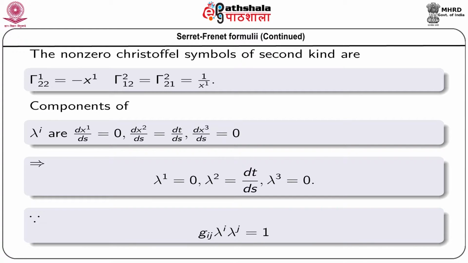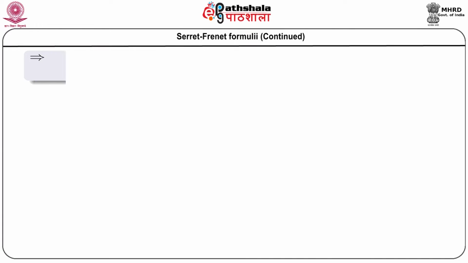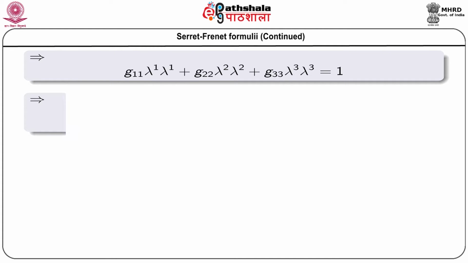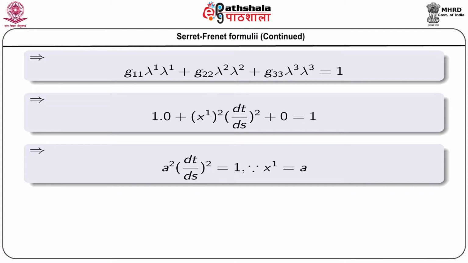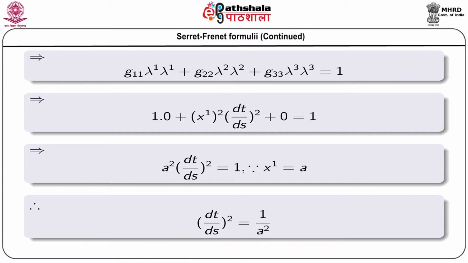Now, as g_ij lambda^i lambda^j = 1, we get this expression, and from here if we put the values of g_11, lambda^1, lambda^2 and lambda^3 and all these values, we get the expression like this, and as x^1 = a, we get the value of (dt/ds)², that is equal to 1/a².